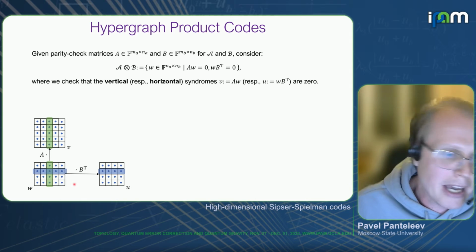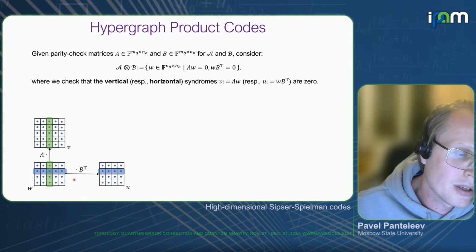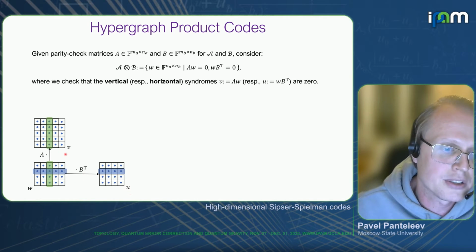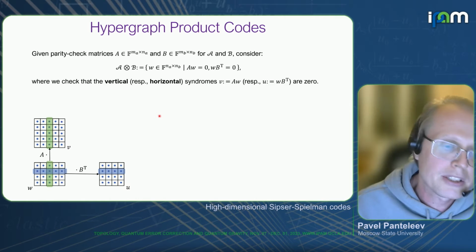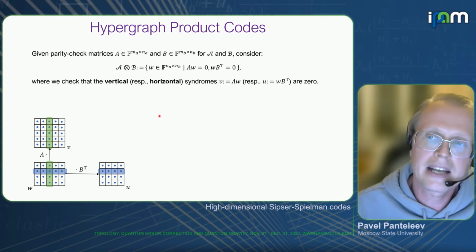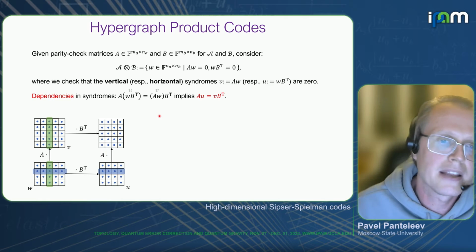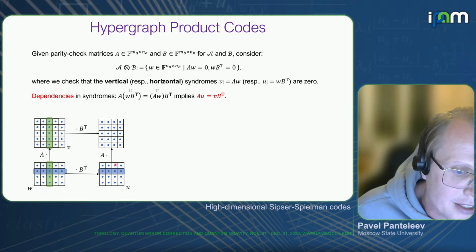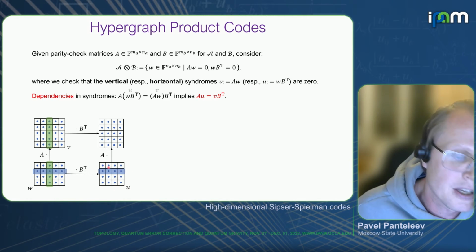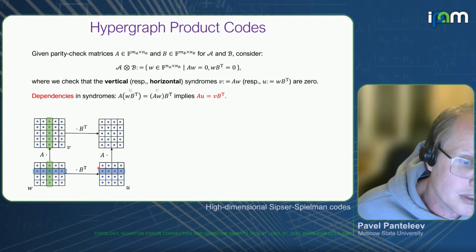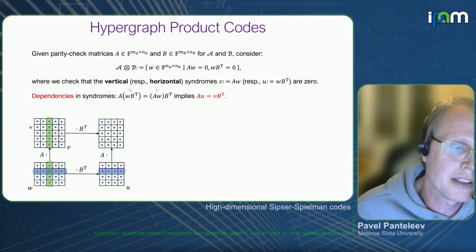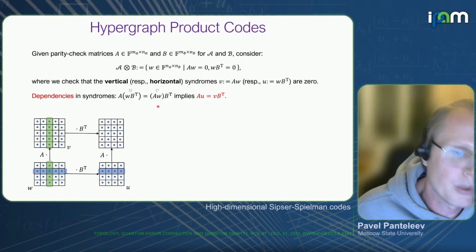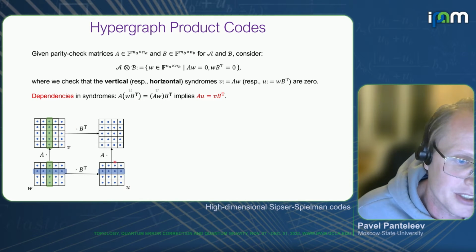So when we multiply the matrix V that we want to check whether it's a codeword or not, we obtain two syndromes, the syndrome U and the syndrome V. What is important to know is that these syndromes have some dependencies, and you can easily see this. If we multiply the matrix that contains the horizontal syndromes by matrix A, and we multiply matrix V by matrix B, then we obtain the same result, which means that we have a lot of dependencies between these syndromes.